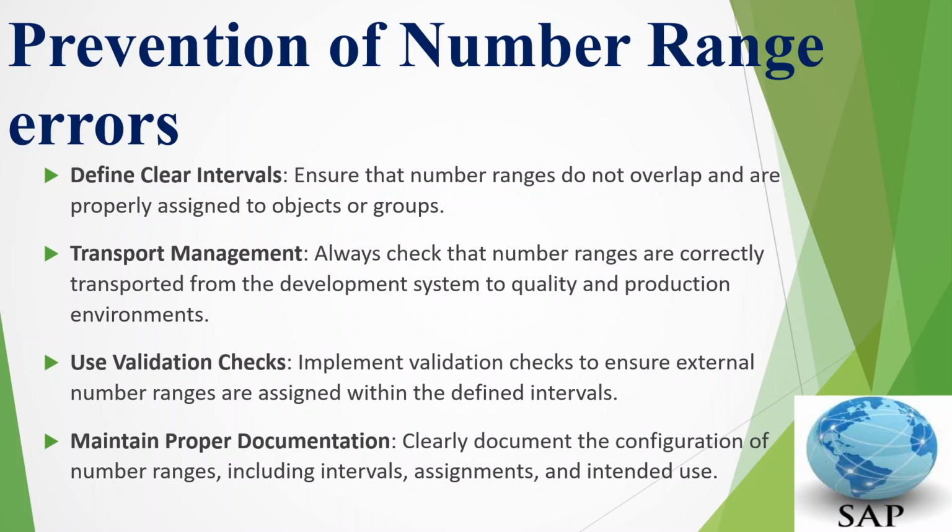Transport management. Always check that number ranges are correctly transported from development system to quality and production environments. You have to check it thoroughly. As I said, usually it is not transported. It is being created in each system independently in most of the cases. Use validation checks. Implement validation checks to ensure external number ranges are assigned within the defined intervals. This is again, as I said, very important. Otherwise, your number ranges will go left and right.